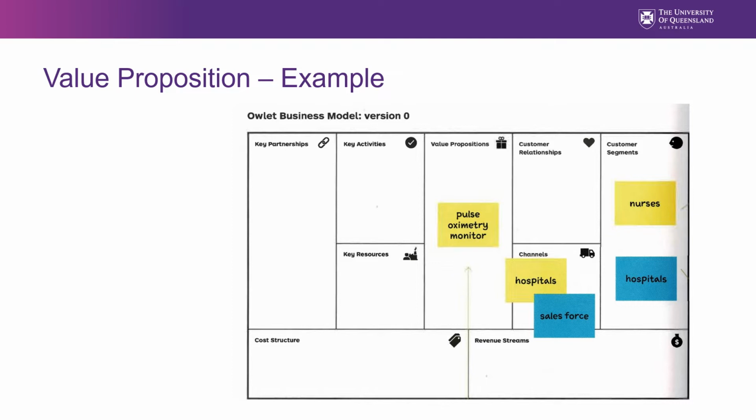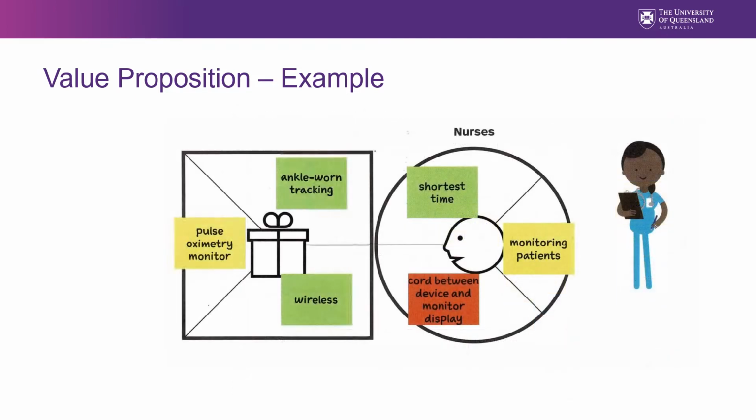Owlet was a business who created a wireless monitoring of babies' blood oxygen, heart rate and sleep data. They started with an initial idea for an opportunity, which was monitoring pulse oximetry with a wireless device between the baby and the visual display. Their initial customer segments were nurses and hospital administrators. They started by interviewing nurses, and of the 58 nurses interviewed, 93% preferred the idea of a wireless monitoring device.